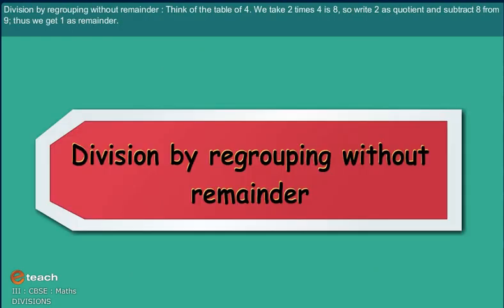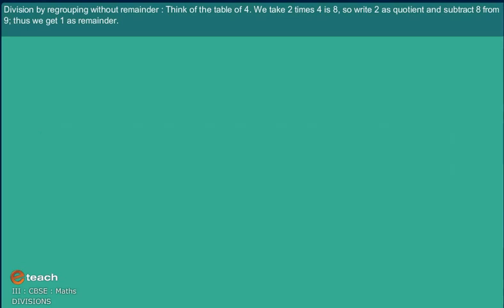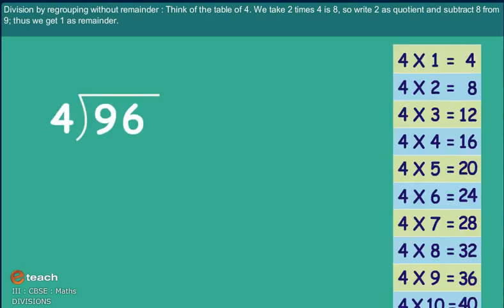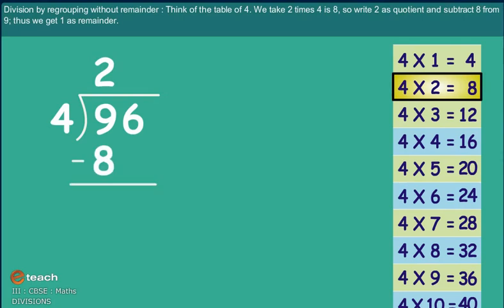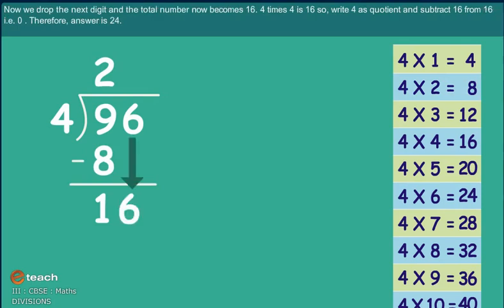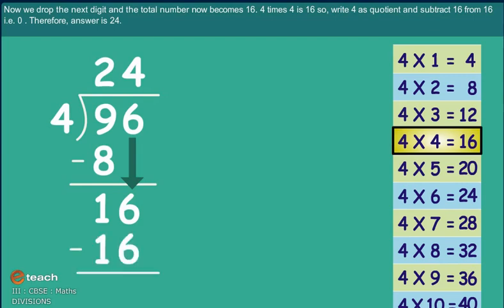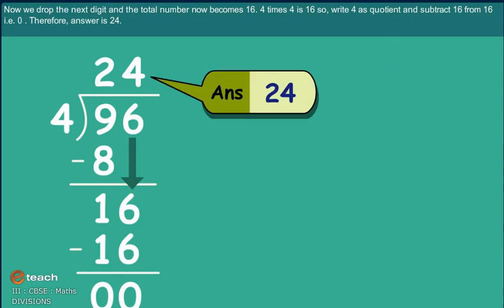Division by regrouping without remainder. Think of the table of 4. We take 2 times 4, so write 2 as quotient and subtract 8 from 9. Thus we get 1 as remainder, and now we drop the next digit and the number becomes 16. Think of the table of 4. 4 times 4 is 16. So write 4 as quotient and subtract 16 from 16. And the answer is 24.